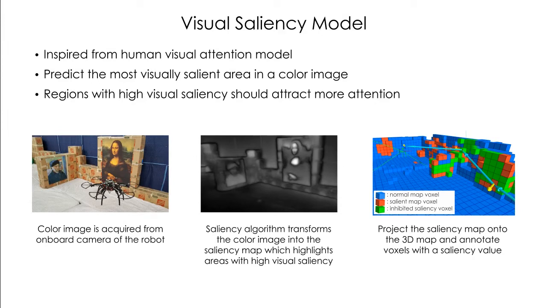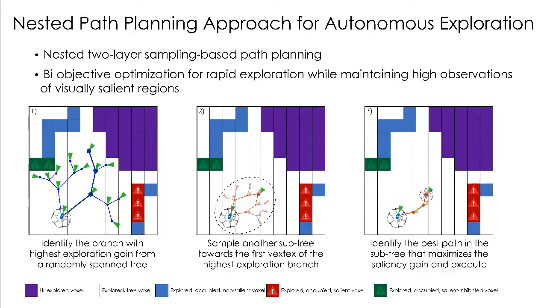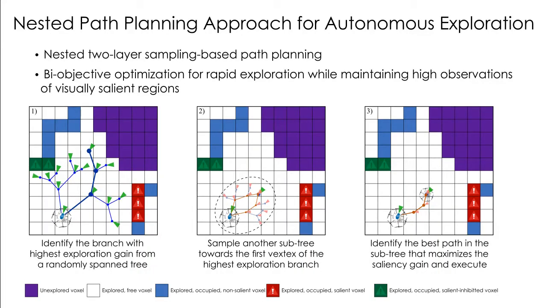The visual saliency model used in this paper is inspired from the human visual attention model, which is very good at defining the most salient spot given a color image. This saliency annotated map will be used for the path planning algorithm, which we will describe next. To explore the environment rapidly while maintaining high observations toward salient areas, we propose a nested, two-layer sampling-based planning algorithm.